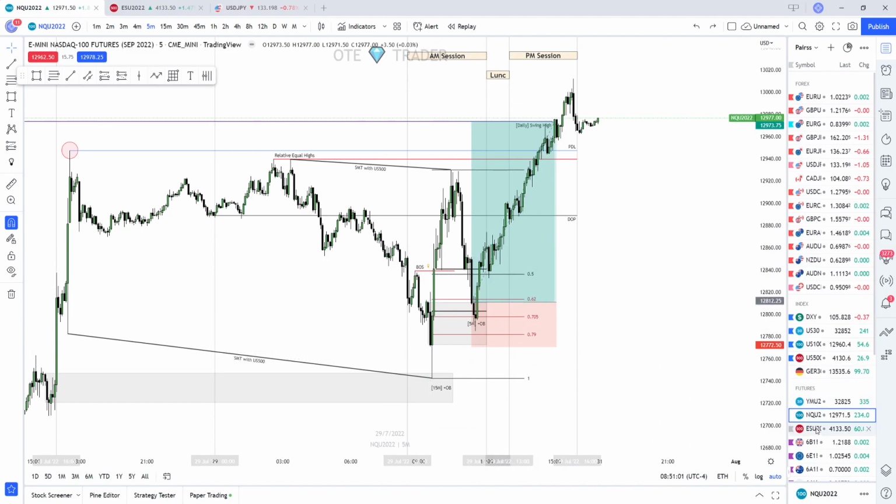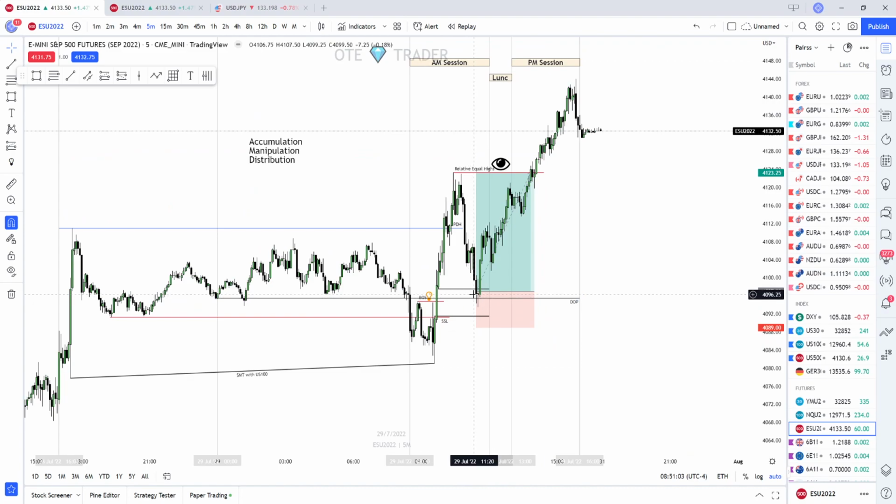If you take ES, for example, look at the time. 11:25 a.m. At that moment in time, it hits the fair value gap.